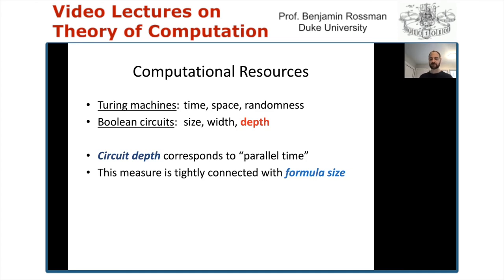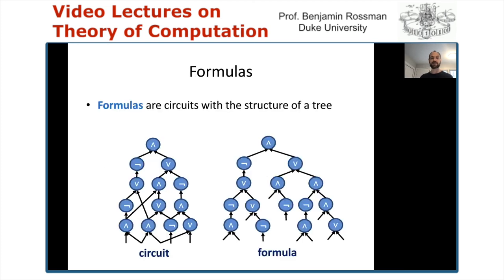So let me now define for you what are formulas. Formulas are simply Boolean circuits with the structure of a tree, meaning each node in the formula has out degree 1. So this means that it will have the structure of a tree. Whereas in a general circuit, you can have a gate which feeds its result to multiple gates above it.